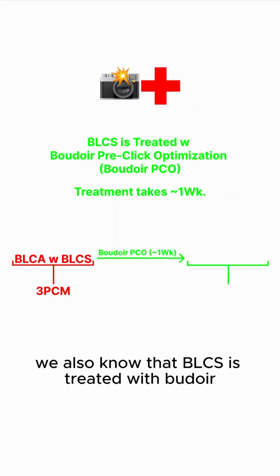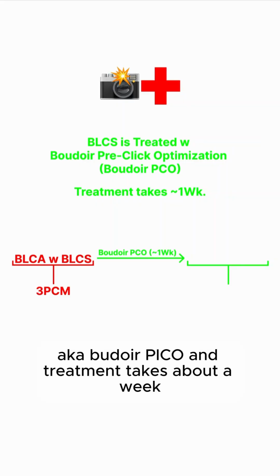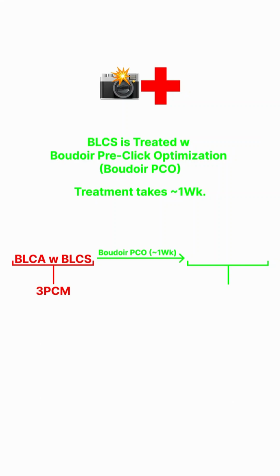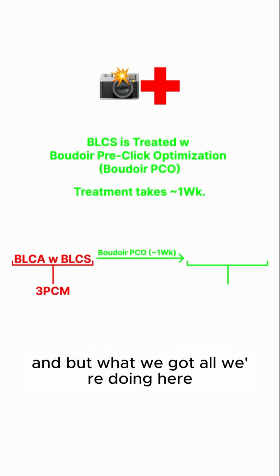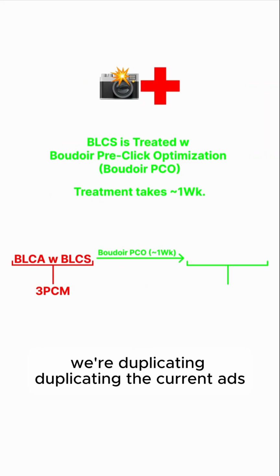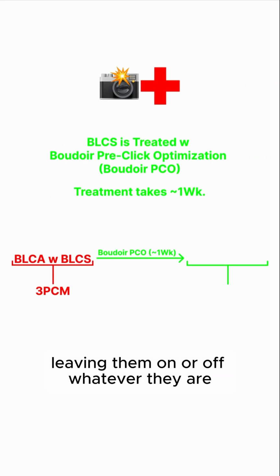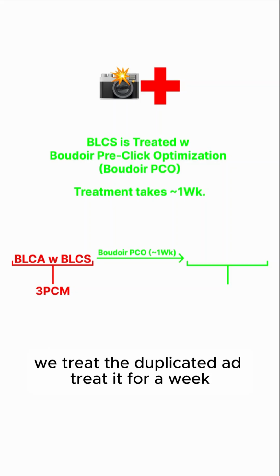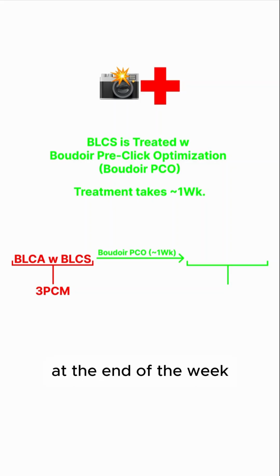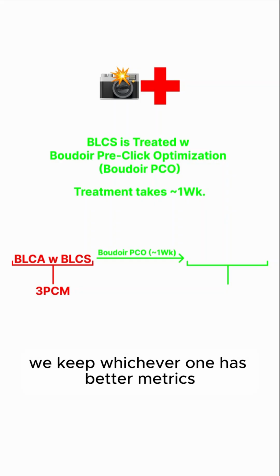We also know that BLCS is treated with Boudoir pre-click optimization, aka Boudoir Pico, and treatment takes about a week. And with Boudoir Pico, all we're doing is duplicating the current ads, leaving them on or off, whatever they are, and we treat the duplicated ad. So we don't touch the original, we treat the duplicated ad, treat it for a week. At the end of the week, we keep whichever one has better metrics.